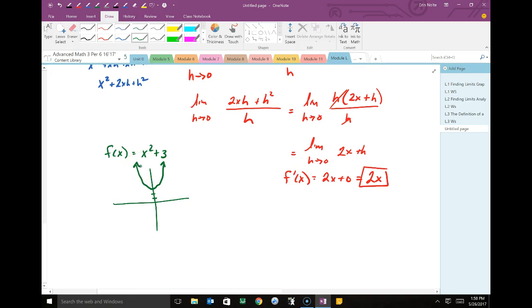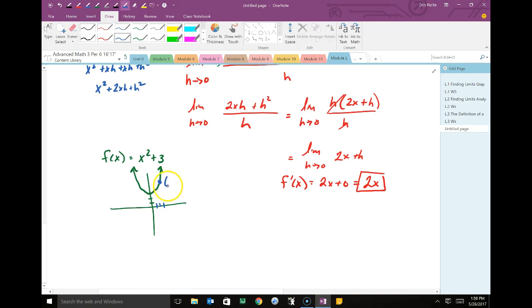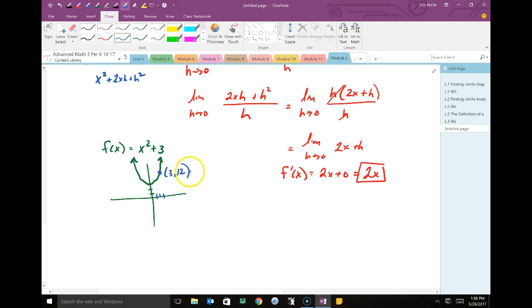Let's say we're going to find a point on that parabola. What is the point when the x value is 3? I'm talking about this point right here. What point is that? So we plug 3 in. 3 squared is 9. 9 plus 3 is 12. Now I'm going to try to find the slope, so you basically have to draw a tangent line.